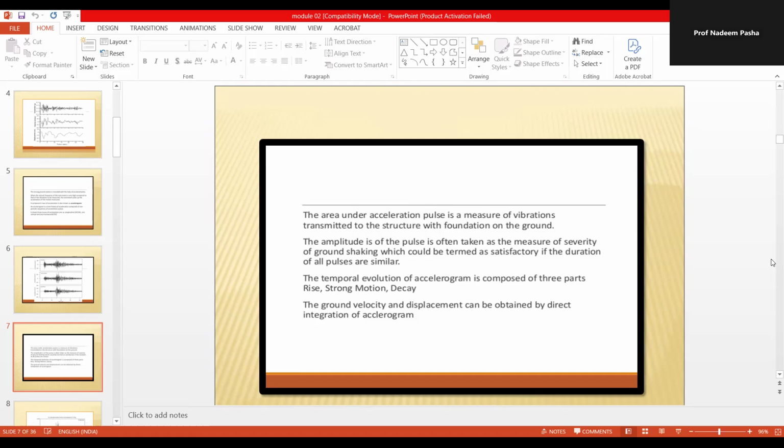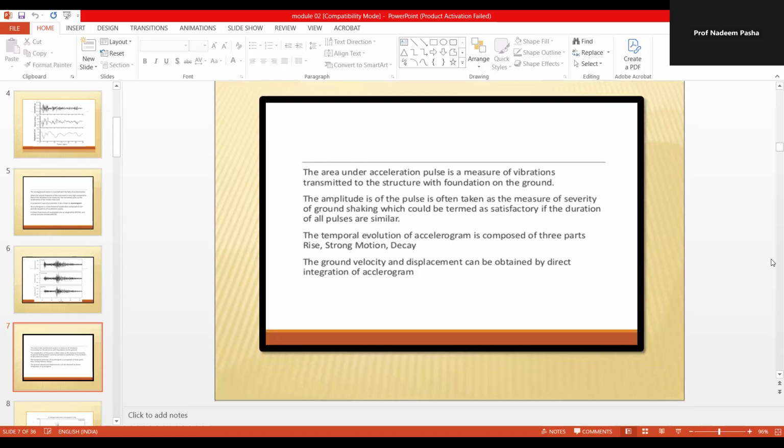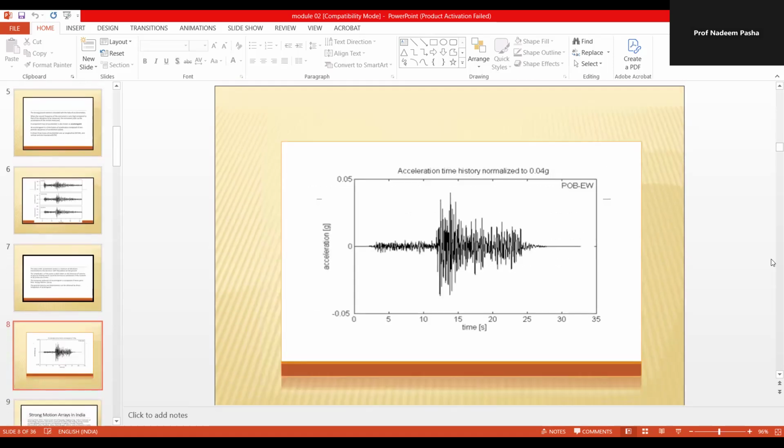The ground velocity and displacement can be obtained by direct integration of the accelerogram. So how are the ground velocity and displacement calculated? By direct integration of the accelerogram. Whatever values are available in the accelerogram, if you integrate them, you will get the ground velocity and displacement. So this is the graph for time versus acceleration.